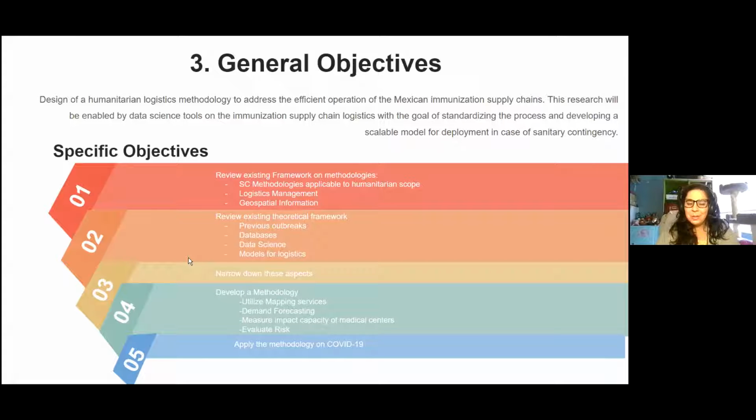So my third part will be to narrow down these aspects, which I'm currently working on this semester, and to develop a methodology, which will be using the mapping services for the geospatial information, like I mentioned. I'm also looking at demand forecasting. For that, I am looking at how to use digital epidemiology to forecast where the outbreaks are going to be and when, and also measure the impact capacity of medical centers, and evaluate risk. And my last step, hopefully in the next semesters, would be to apply the methodology to COVID-19.